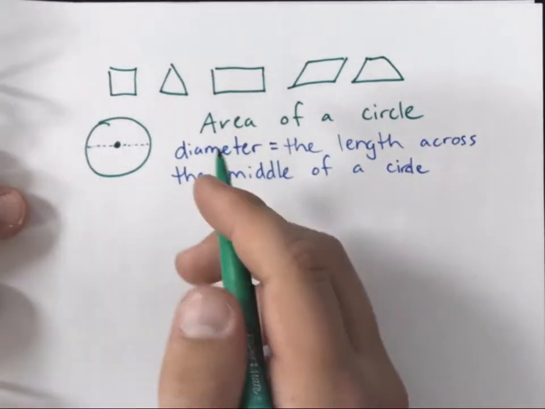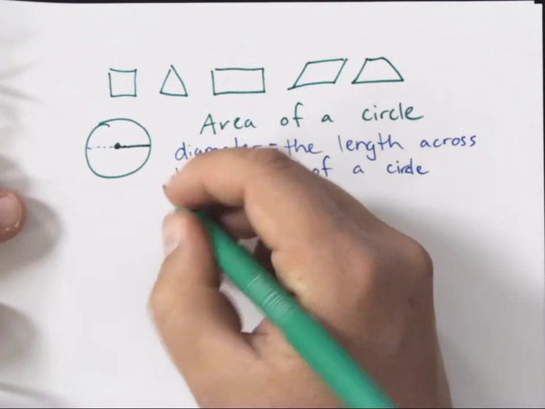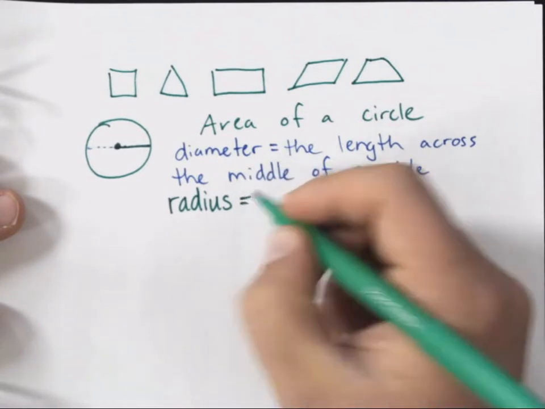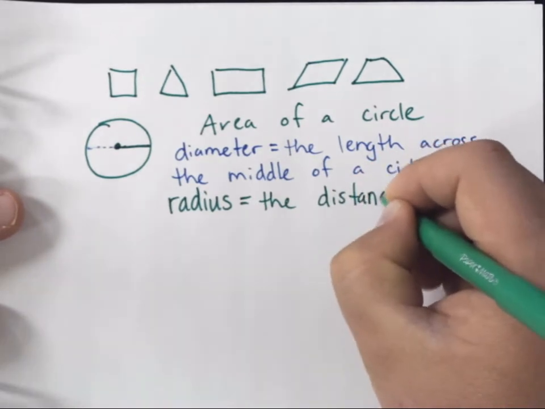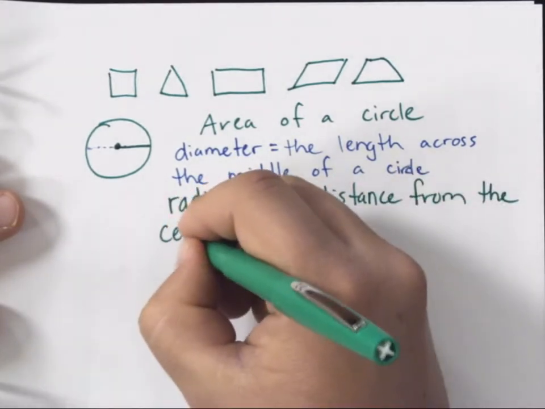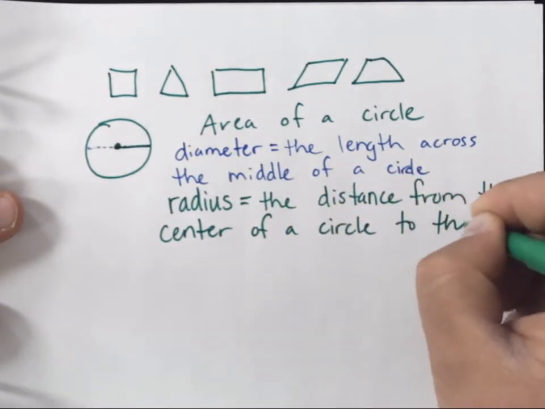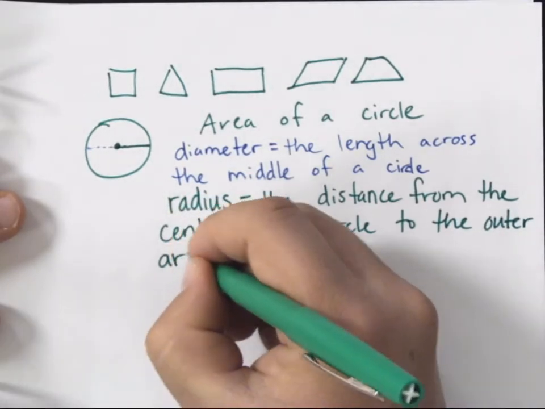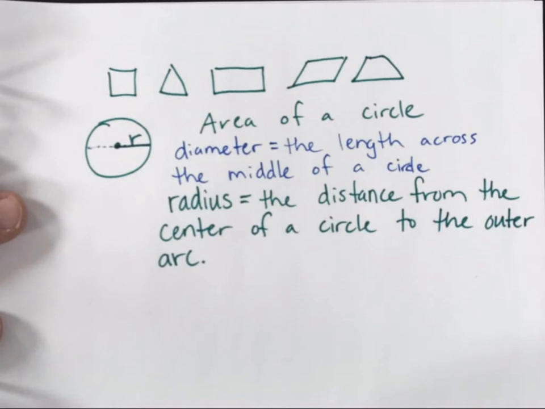Okay, and the second important piece that we need to learn is halfway across the circle from the center to the outer edge is called the radius. Okay, so the radius is the distance from the center of a circle to the outer arc or edge. Okay, so that is the radius, and that is what we need for our area formula.